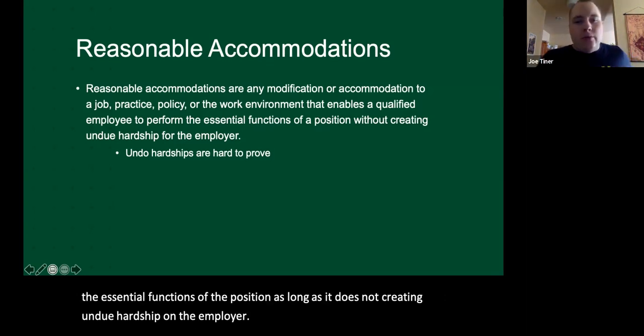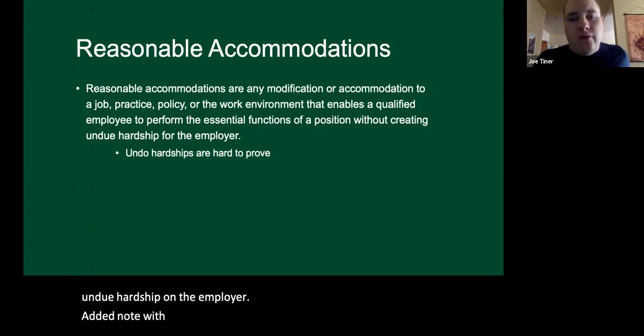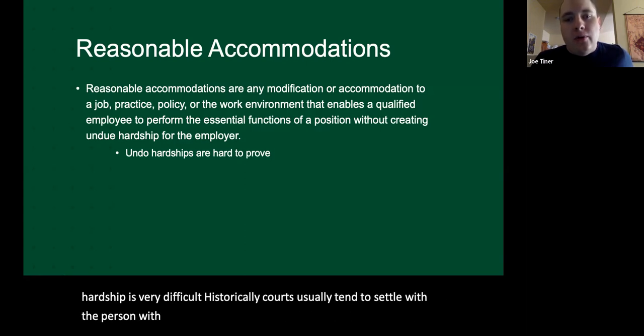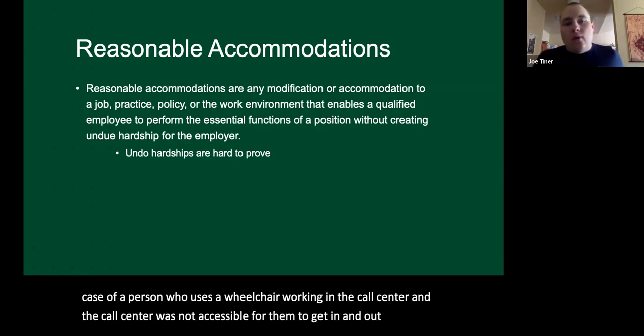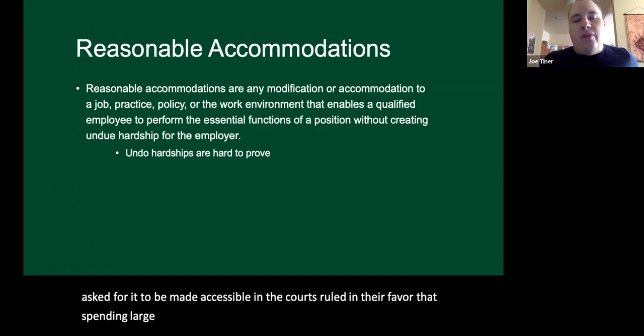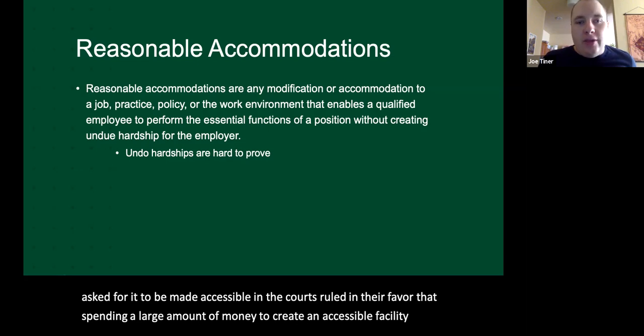And I'll add a note: as an employer, proving an undue hardship is very difficult. Historically, courts usually tend to settle with the person with a disability. I know there was a case of a person who uses a wheelchair working in a call center, and the call center was not accessible for them to get in and out of. They asked for it to be made accessible, and the courts ruled in their favor that spending a large amount of money to create an accessible facility was not an undue hardship on the business.